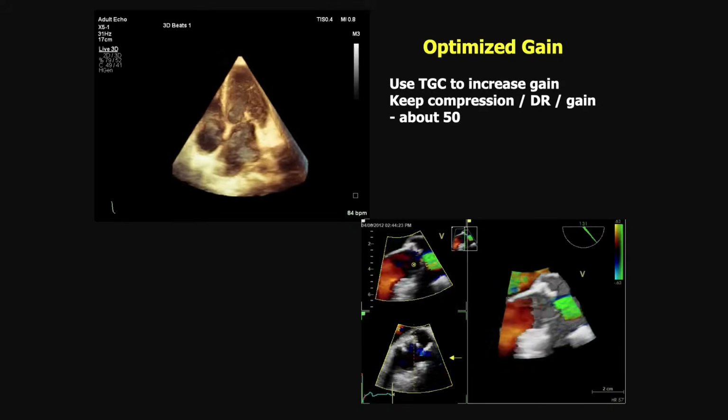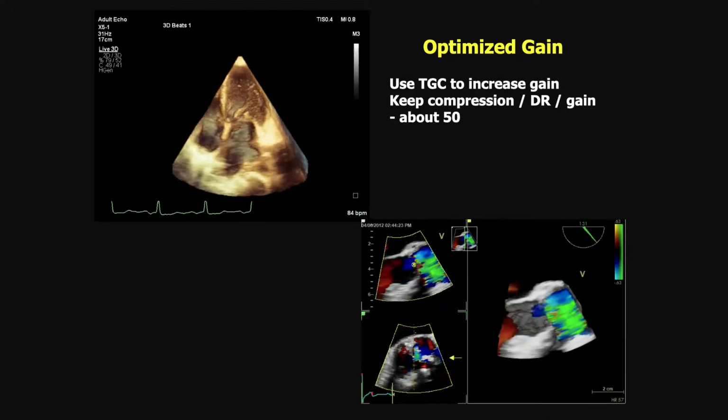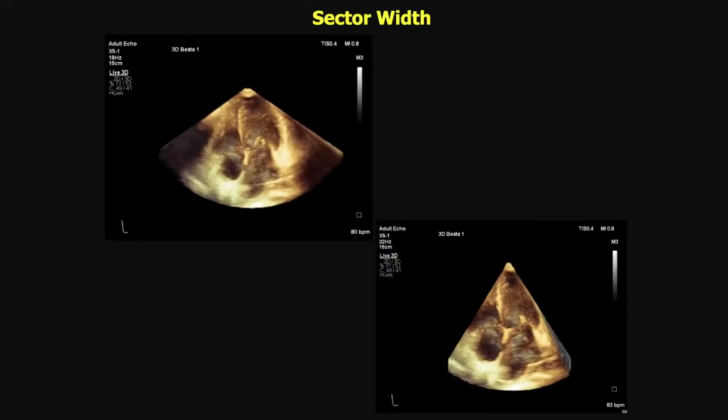For an optimized gain, you combine both the TGC as well as the overall gain, and you have to play around with some knobs like the compression and the dynamic range. Ideally it's about 45, 50, but that again is a knob which you look at later. So you should be aware of how to optimize the image.